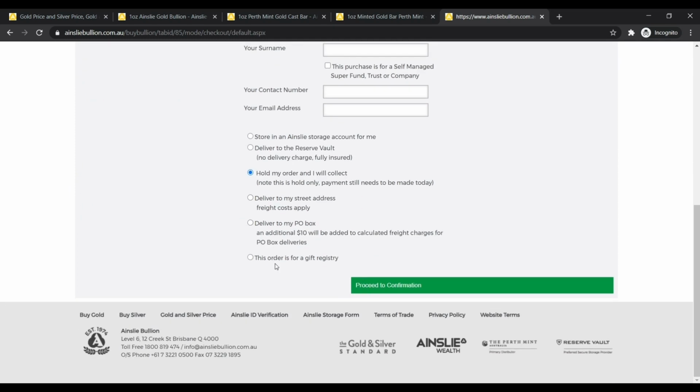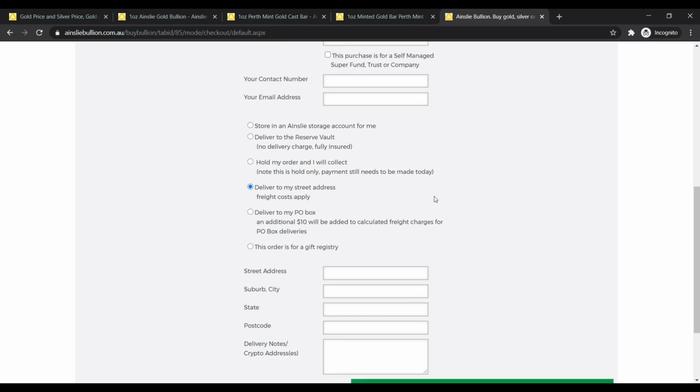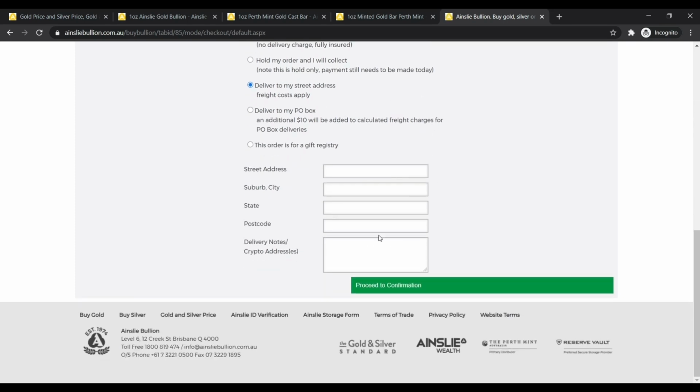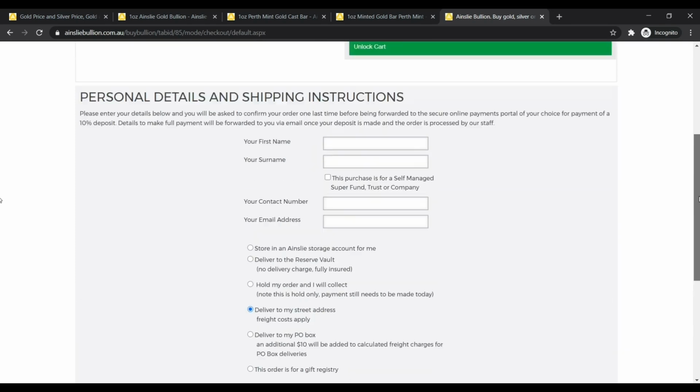The only thing you need to keep in mind though is where you want your gold sent. Store it in Ainsley's vault, deliver to the reserve vault, hold my order and I will pick it up from the shop, deliver to my address, deliver to my PO box, or this order is for a gift registry, which is like weddings and things like that. If you go deliver to my address, you're going to be set up with obviously your street address. And then once you confirm and get the email from them, they're going to send you the actual freight cost, which might be like $30, $40 to get it shipped out, depending on what you're actually purchasing.